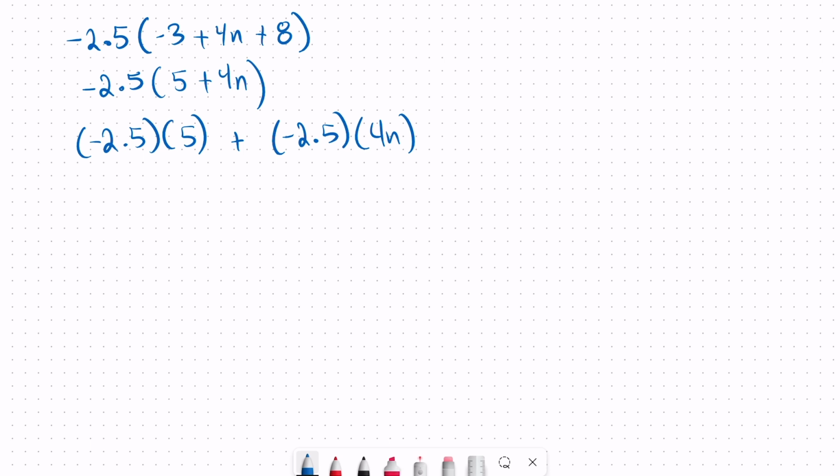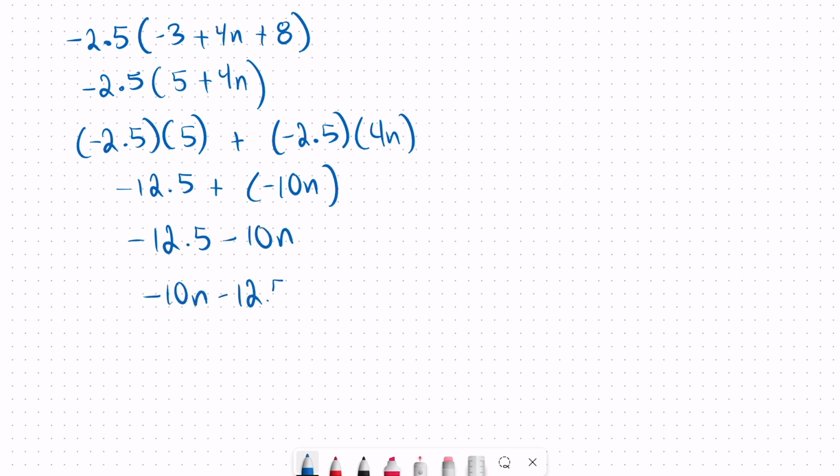Okay, and now we just have to simply do whatever negative 2.5 times 5 is, which is negative 12.5 plus, and now we do negative 2.5 times 4, which is going to give us negative 10. And we can't forget about the n there. And we see here that we have a plus and a minus, it kind of looks like a happy face there. Those two are going to change to strictly a negative. When a positive and a negative multiply, we get a negative. So we're going to have negative 12.5 minus 10n, or negative 10n minus 12.5.